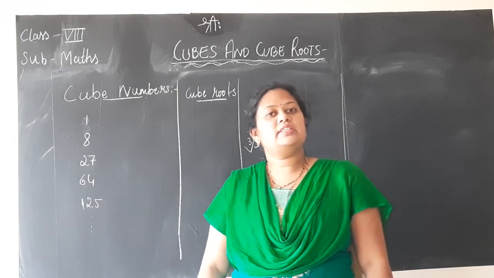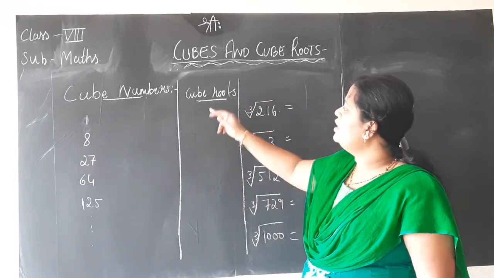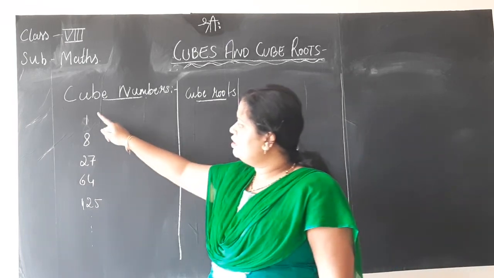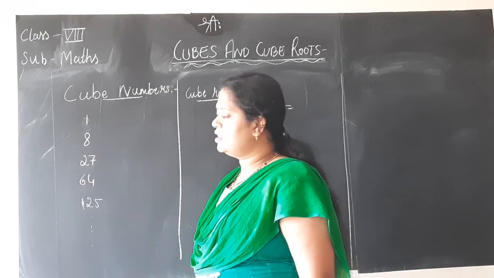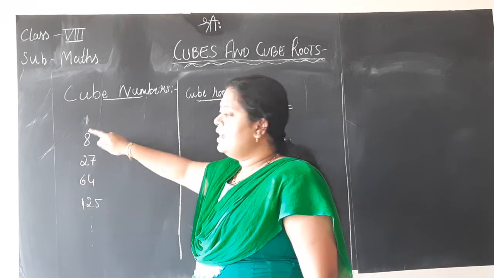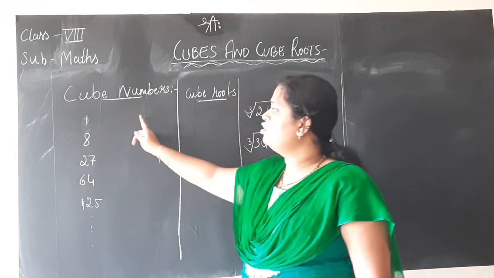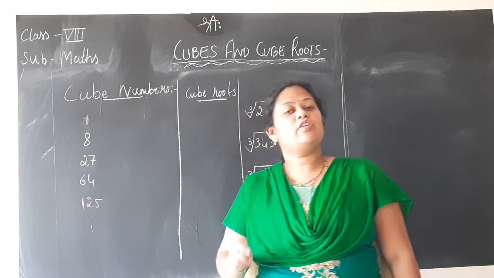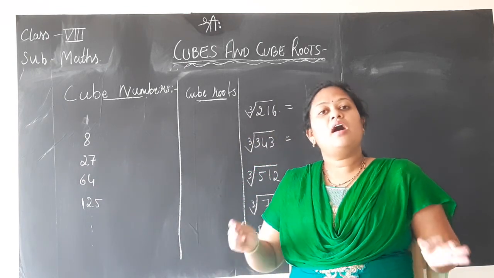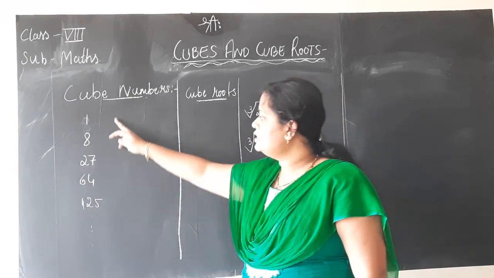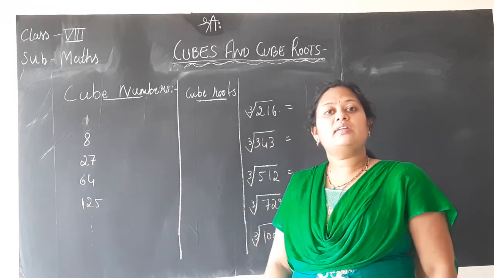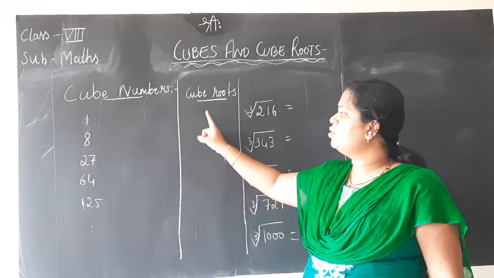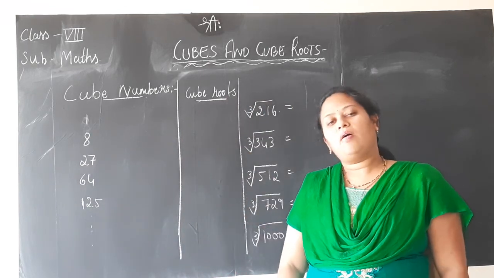As I said, in today's session, we shall be learning how to find the cube root of a given number. Now, I told you orally that 1 is the cube of 1, 8 is the cube of 2, 27 is the cube of 3, like that. But how do you represent it now? These are the cube roots, children. So, for these perfect cube numbers, what are the cube roots? We shall find and write them in this column.